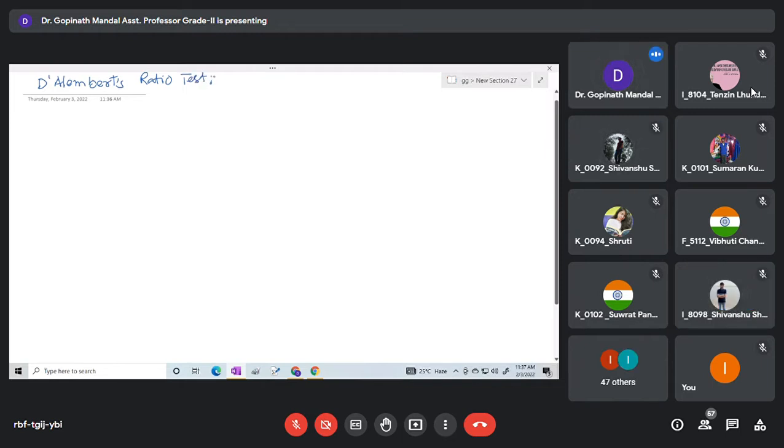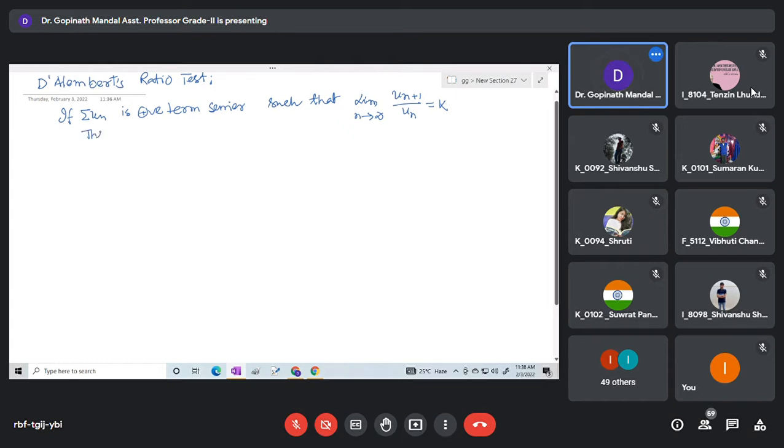Okay. D'Alembert's ratio test. For the statement, if Σ un is a positive term series such that the limit as n tends to infinity of u(n+1) by un, the n plus 1th term by the nth term, is equal to, suppose, k.